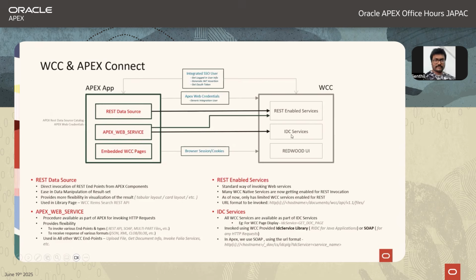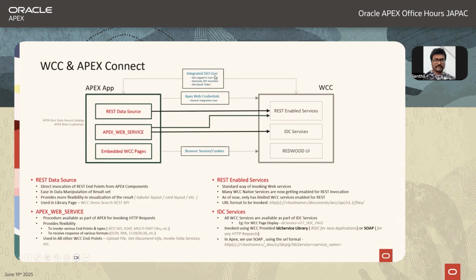One is a REST service, the other is the IDC service. The IDC service is a native service for the WCC, so everything in WCC is exposed as an IDC service. And the Redwood UI, whatever you saw in the preview screen, is part of the revamped UI which WCC is working on now. So between these two, we have different ways of sharing the user information and integration points.